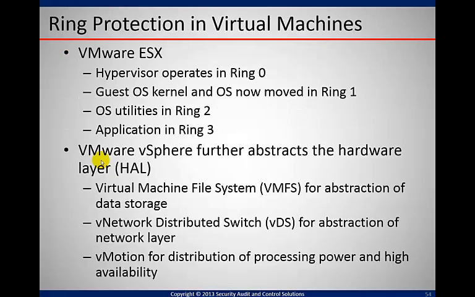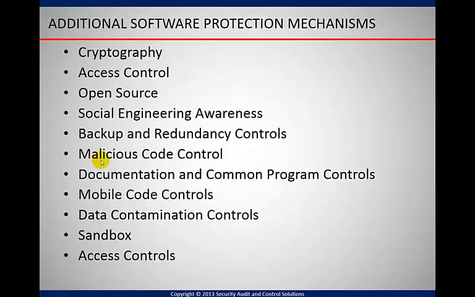When we look at ring protection in virtual machines, VMware ESX moves the hypervisor to Ring 0. Now the guest operating system moves to Ring 1, the utilities to Ring 2, and the applications at Ring 3. And when we look at a product such as VMware vSphere, it further abstracts the hardware layer, or the hardware abstraction layer HAL, with VMFS, the virtual machine file system, for abstraction of data storage. It also has VDS for abstraction of the network layer, and vMotion for distribution of processing power for high availability. Now, this is not product specific, but you need to understand that virtualization is a huge issue in the future from a security point of view.